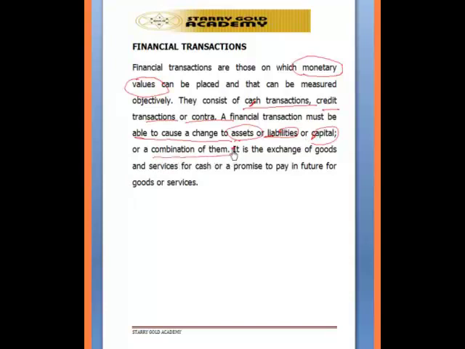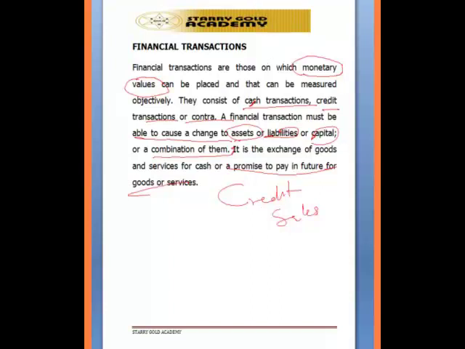It is the exchange of goods and services for cash, or for a promise of cash in the future for goods or services. So, the promise to pay in the future for these goods and services constitutes the credit sales or purchases. So a transaction must have a monetary value that can be placed and that can be measured objectively. So any transaction that can be measured objectively, to which monetary value can be attached, shall constitute a financial transaction.